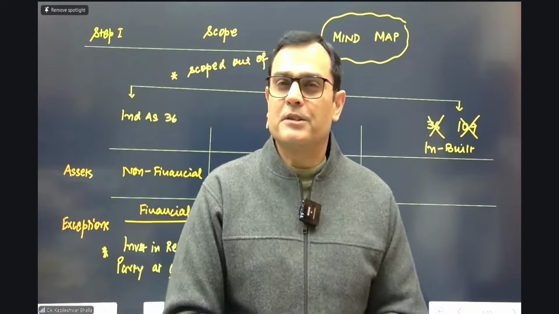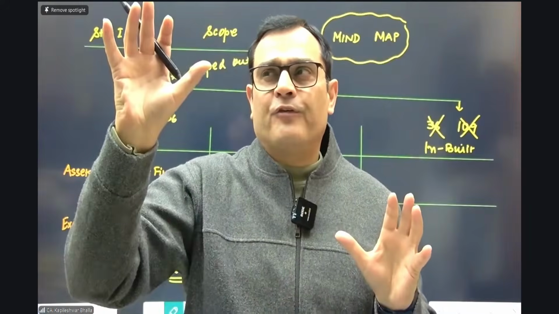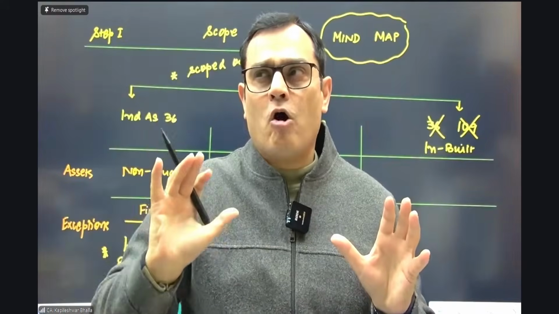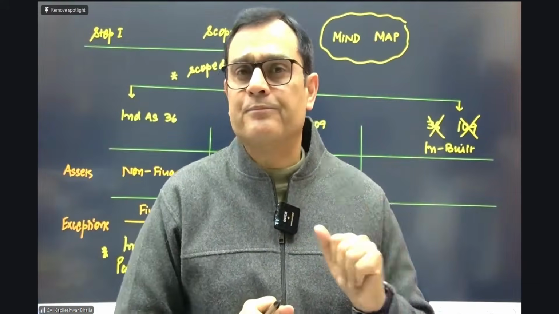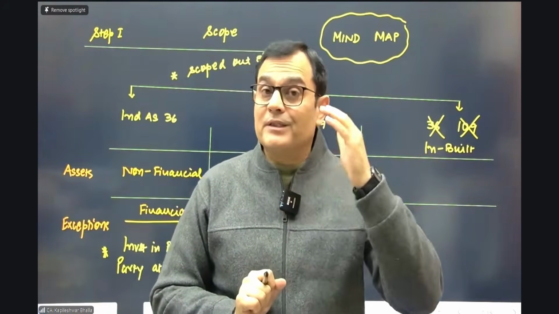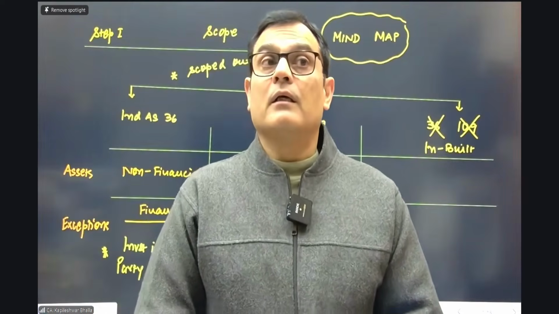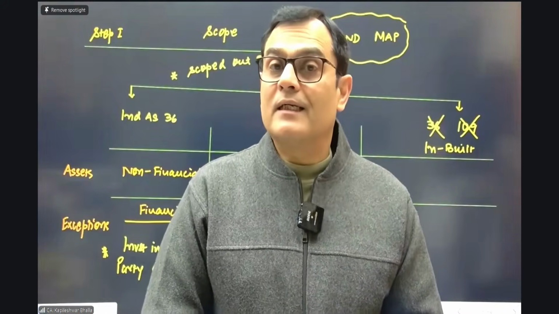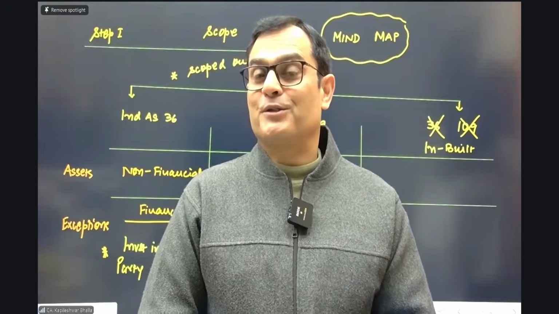Let me just quickly connect the dots, so your mind should be very clear. Financial assets 109, exception contract asset, non-financial, but still covered under 109. Next, non-financial is under 36, but there is an exception where the financial asset is covered under 36. Investment in related parties which are measured at cost, they're covered under 36. I hope, friends, I'm very well connected on my thoughts.